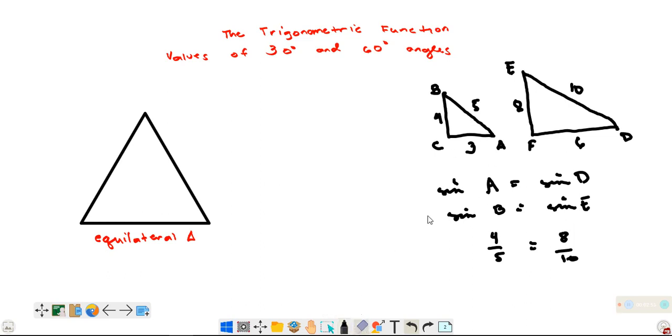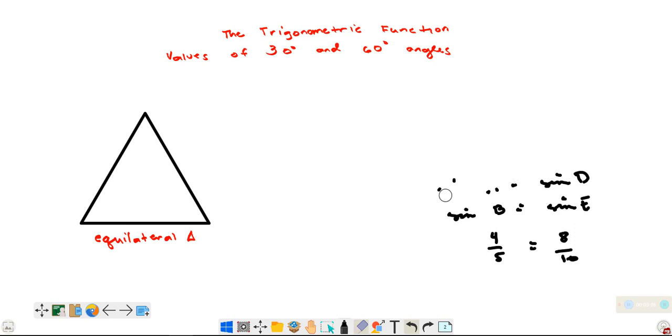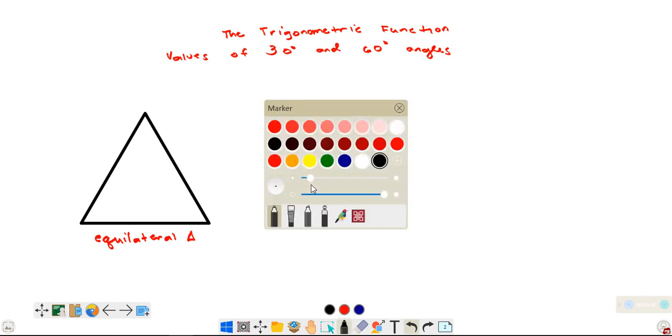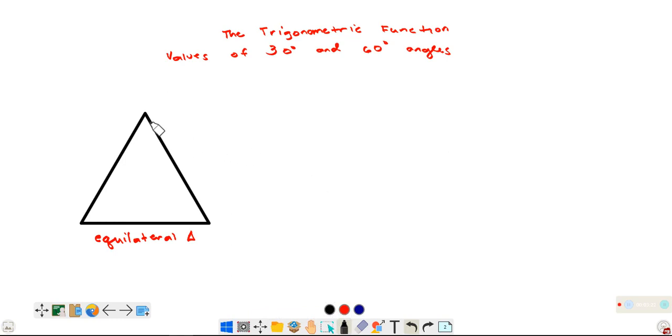So sabi natin kanina, we are going to find the trigonometric function values of some special angles, 30, 60, and 45. Dito, walang measurement yung bawat side ng ating triangle. But is it possible to find the trigonometric function values of 30? So first, let's define the measurements of each angle. Since ito ay equilateral triangle, aside from having the lateral sides congruent, the angles are also congruent.